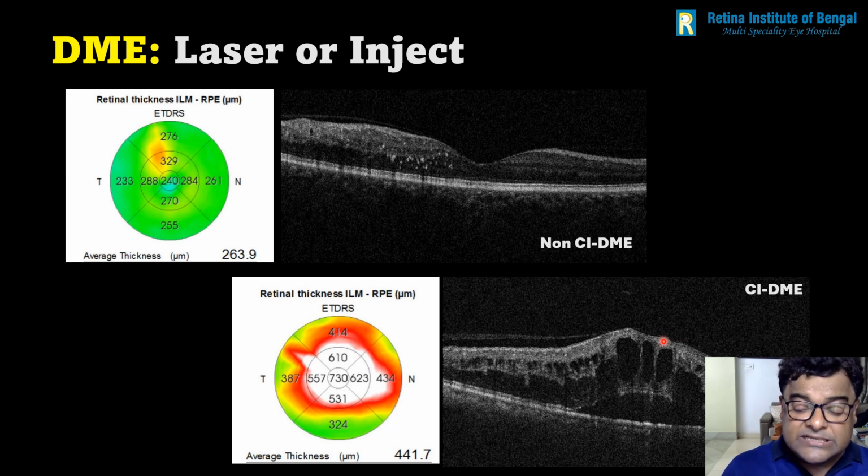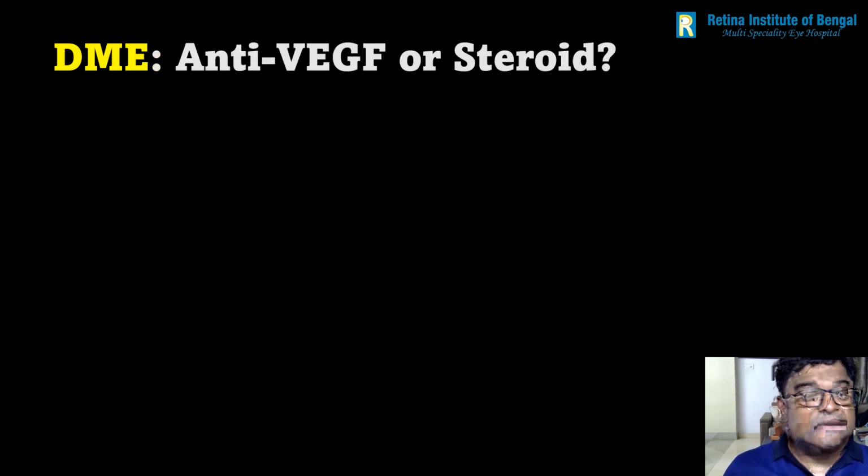But in the picture below, there is a severe thickening in the center. So this is center involving DME, and we now know that laser is not the preferred treatment here. We should start initiating treatment with injections. But then the question may come, which injection? Do we start treatment with an anti-VEGF or a steroid?